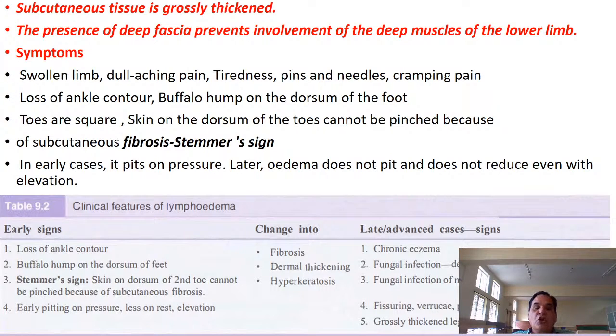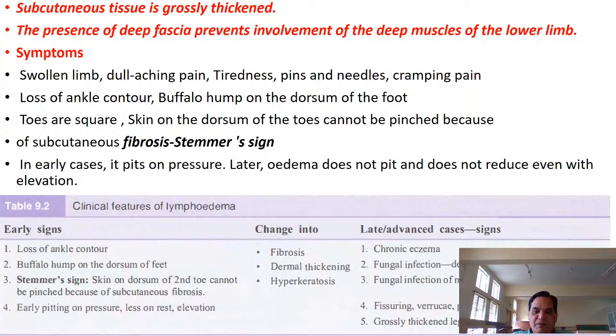What are the symptoms? Swollen limb, dull pain, feeling of tiredness, and even cramping pain. Loss of ankle contour. The ankle looks very different. Buffalo hump over the dorsum. It looks like this. Buffalo hump. Square toes. Square toes are diagnostic of filariasis. And skin on the dorsum of the toes cannot be pinched. You cannot pinch between two fingers. And that sign is called Stemmer's sign.